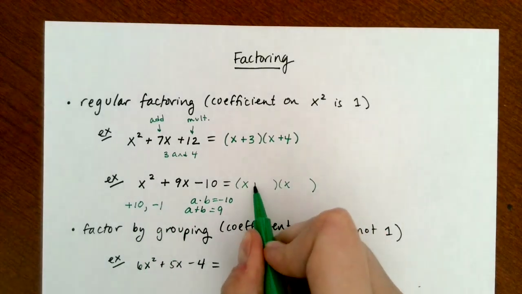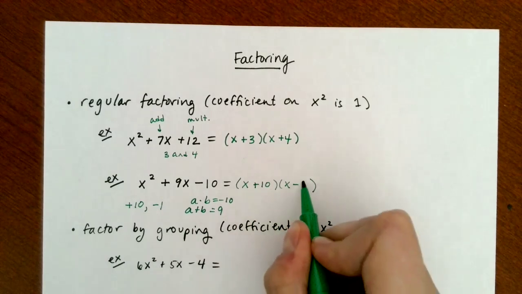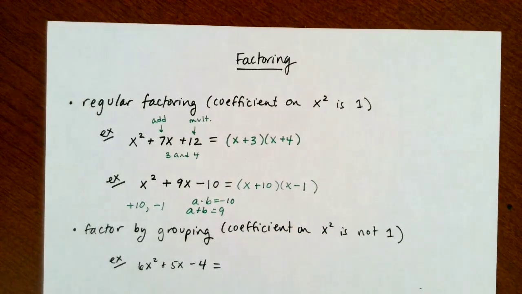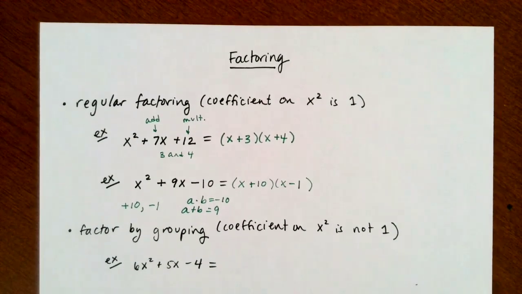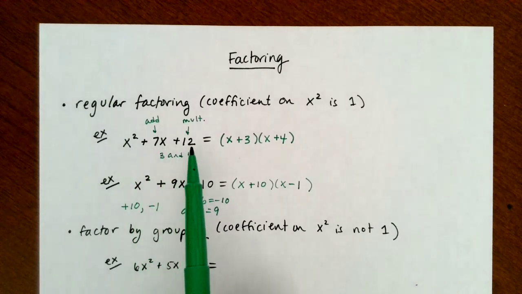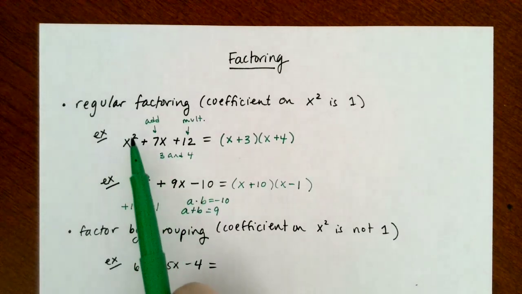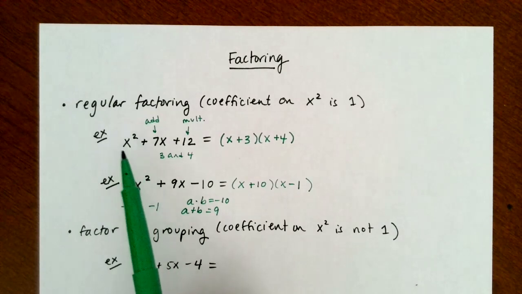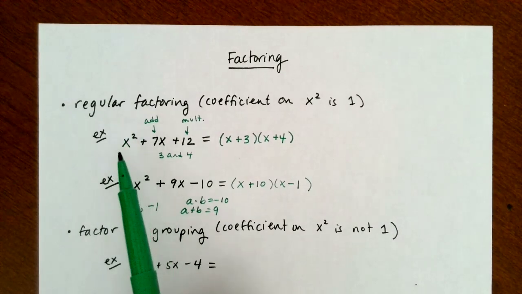These will multiply to negative 10 and they add to positive 9. So again, it doesn't matter which one goes in which spot, but I'll have a plus 10 and a minus 1 in the spots. All right, so this is how we'll always factor a quadratic. So you have an x squared, an x term, and a constant term. But where the leading coefficient, so the number on x squared, is 1, so it's essentially just not written.